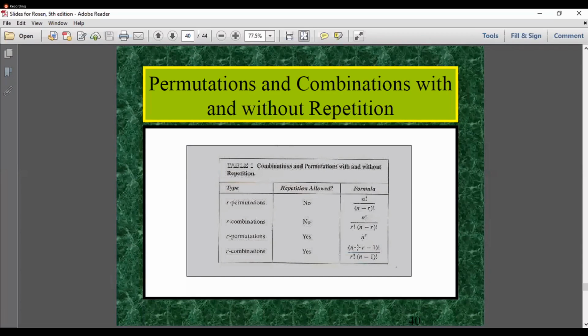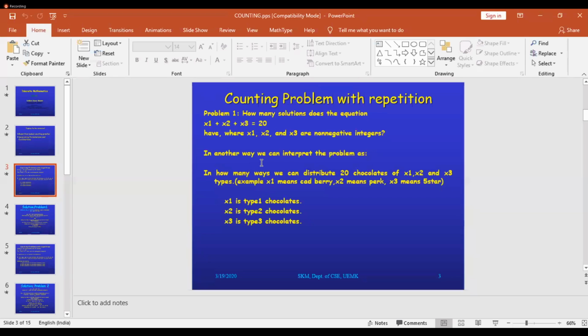So let's apply these formulas one by one. I'm moving to the next one. Fine, let's go with this one. Is it visible to all? I've changed the previous screen to this screen. Are you getting these slides clearly? Counting problem with repetitions? Most probably right now it is visible to all of you.